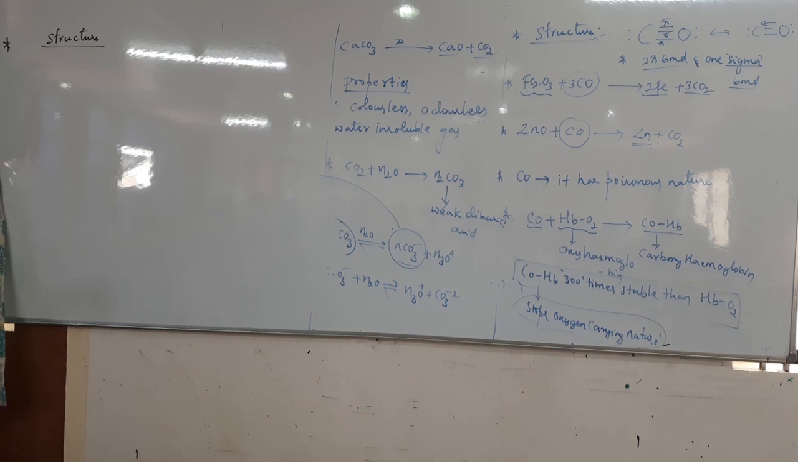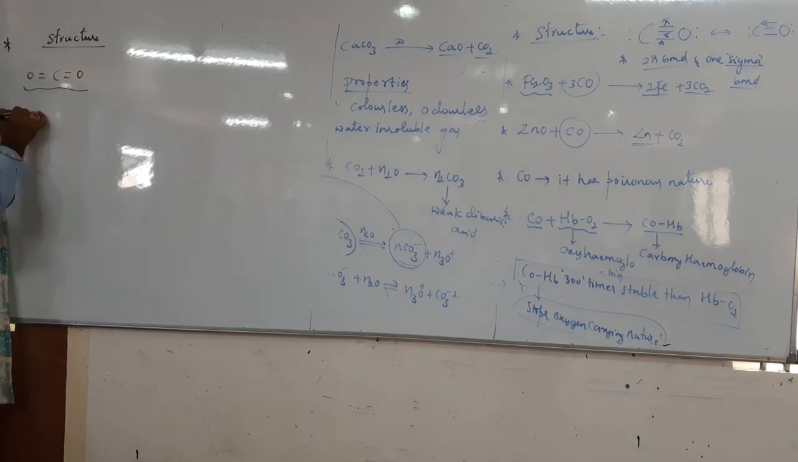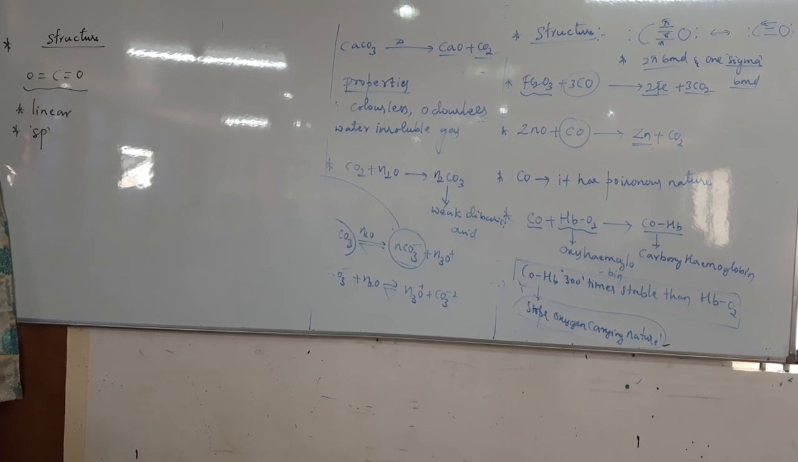Okay, so structure of carbon dioxide. If you can see here, carbon dioxide geometry is linear. So the hybridization of the carbon atom is sp. And the bond length is 115 picometer, guys. So the bond length between C and O is 115 picometer.